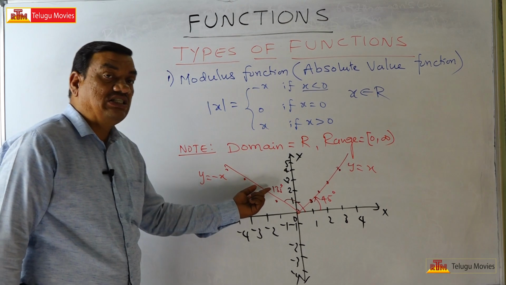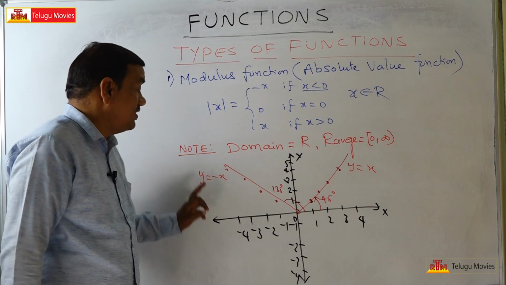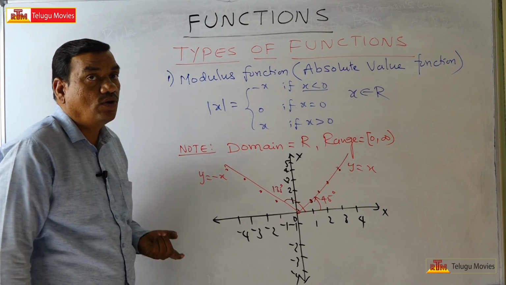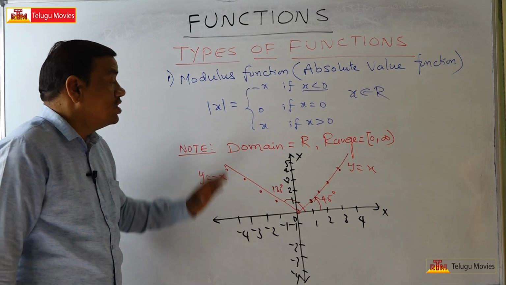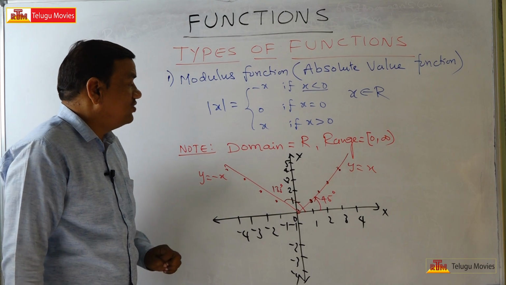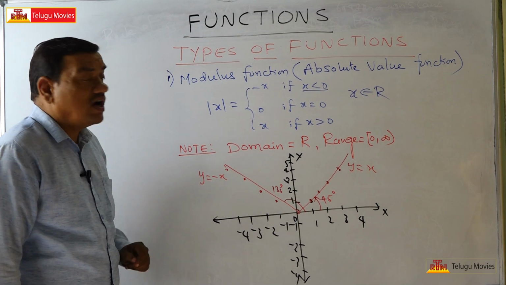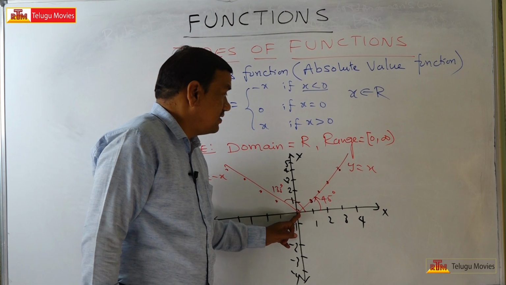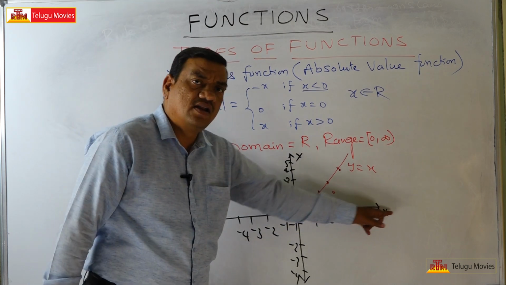Therefore, its slope is tan of 135 degrees, which is minus 1. Therefore, the other branch is y is equal to minus x. Understand this? So, this is the graph of the function. From this, what can you say? x takes the real numbers.